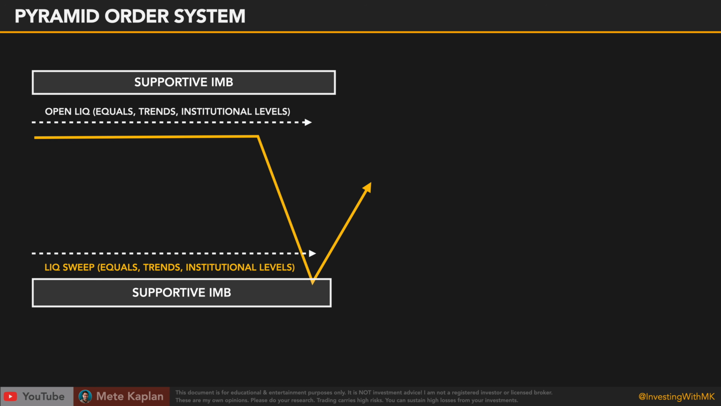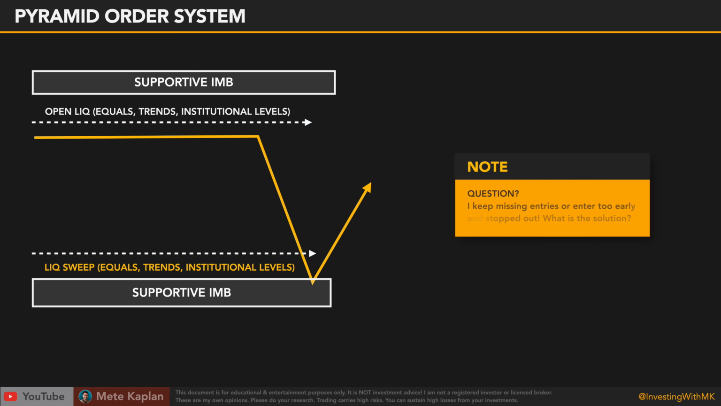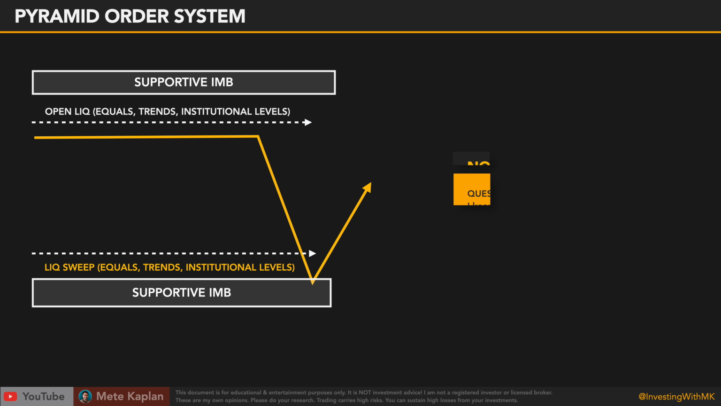Okay, let's imagine that we found ourselves a clear target and a possible entry area. Everything is great at this point. However, what is our biggest struggle? Where to enter? I get this question every single day. Which imbalance or liquidity sweep shall I use? My friend, no one knows the answer for 100%. This is why we use risk management.